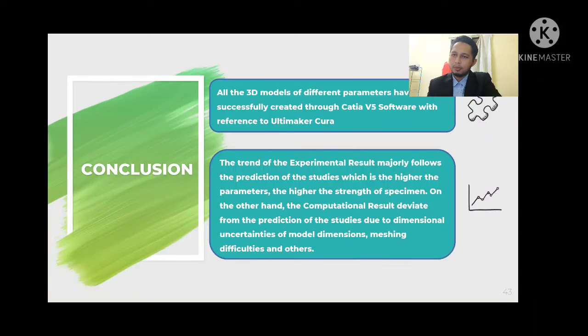For the hypothesis or prediction of the effects of the different parameter settings on the strength of the models, the trend of the experimental results majorly follows the prediction of the studies, which is the higher the parameters, the higher the strength of the specimen. On the other hand, the computational results deviate from the prediction of the studies due to the dimensional uncertainties of the model and meshing difficulties and others.